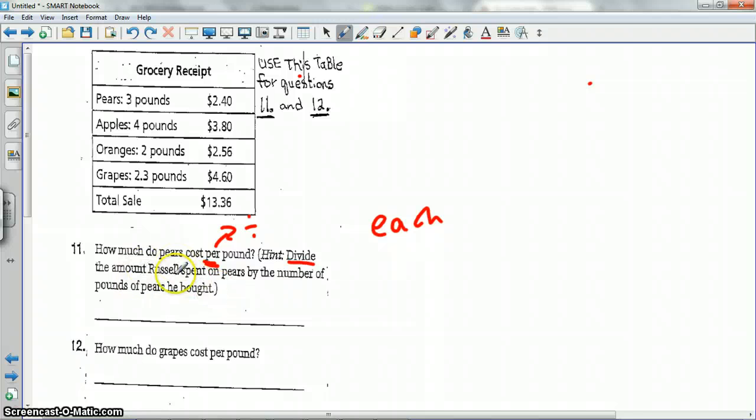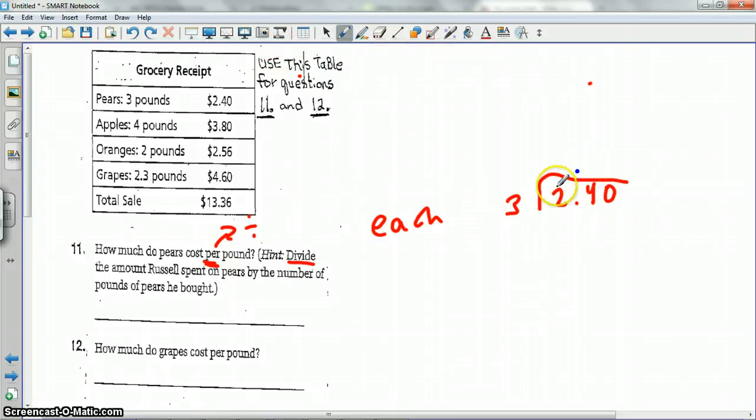We'll get into this a lot when we do unit rate, but you're going to see some word problems like this that have it now as well. So to find out how much for each pound, let's see, for pears, they bought 3 pounds of pears. And those 3 pounds cost $2.40. So we want to find out how much each costs. So we're taking that $2.40 and splitting it between 3 pounds. So that's division, because you're splitting $2.40 between 3.